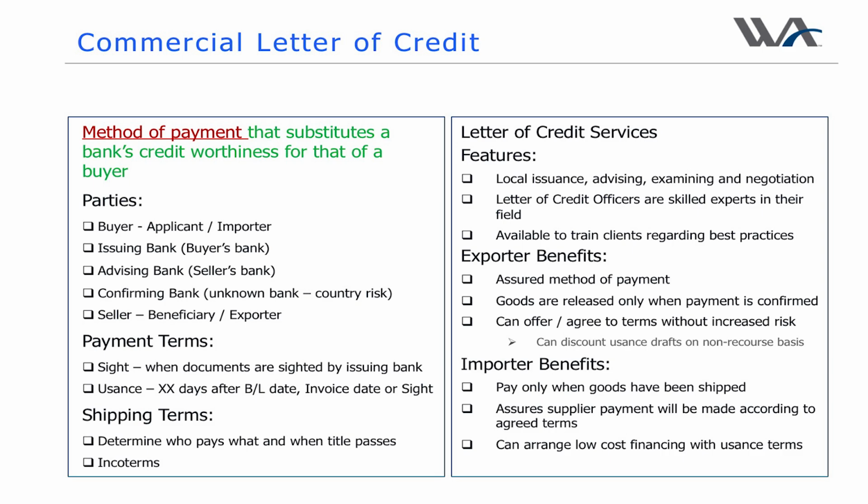So let me explain. A letter of credit is a method of payment by which the bank substitutes their credit quality for yours. So the bank is promising to pay upon the delivery of specific documents that are named in that letter of credit.